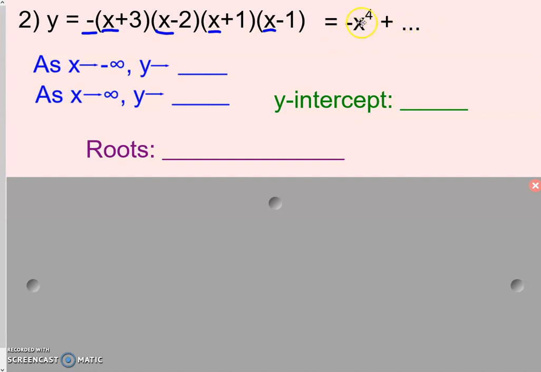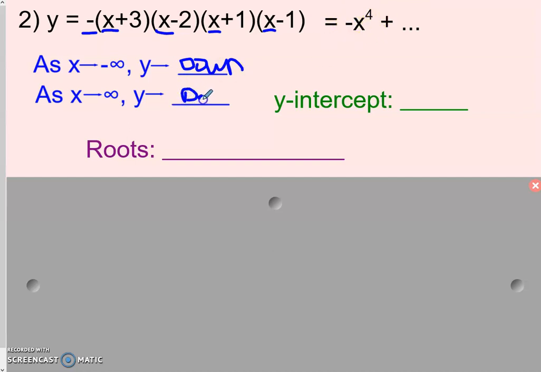And just knowing this leading term right here, I can put a negative value in for x. A negative to the 4th power is positive, but this negative right here turns it around and makes it negative, so y is actually headed down to the negatives. And when I put a positive in for x, a positive to the 4th power is positive, but this negative out in front is going to turn the positive into a negative, making it head down.